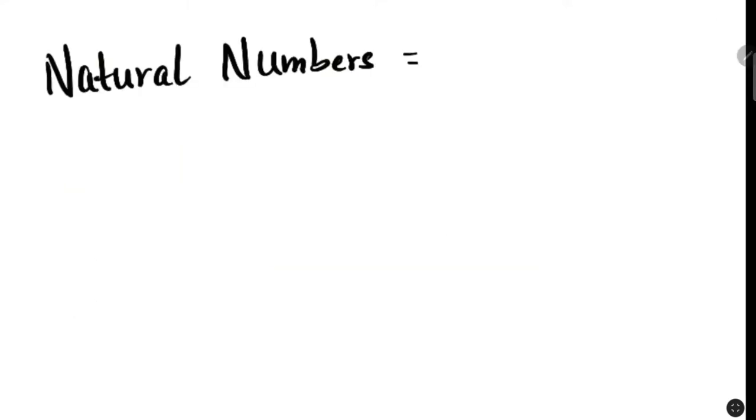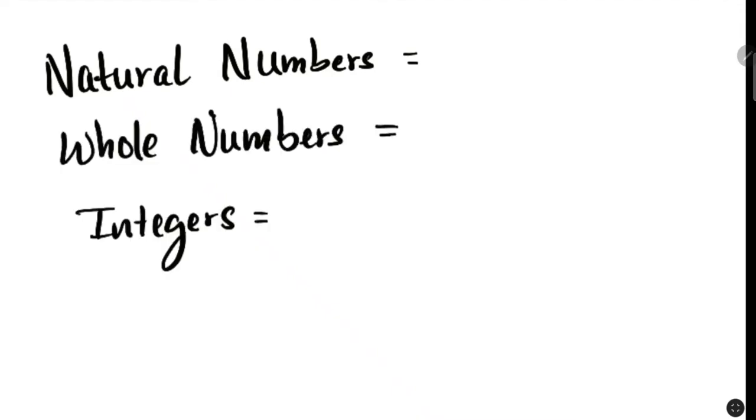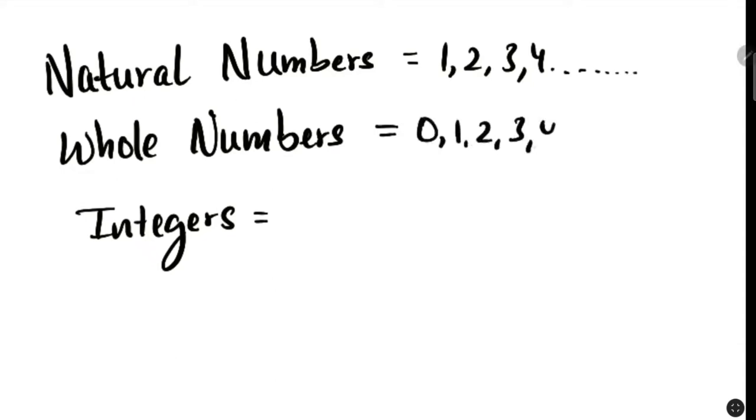Before learning rational numbers, we need to know about natural numbers, whole numbers, and integers. Natural numbers include 1, 2, 3, 4, and so on. It goes up to infinity. It starts with 1 and ends up to infinity. Whole numbers include 0, 1, 2, 3, 4, and so on. The difference between whole numbers and natural numbers is only the 0. 0 comes in whole numbers but not in natural numbers.